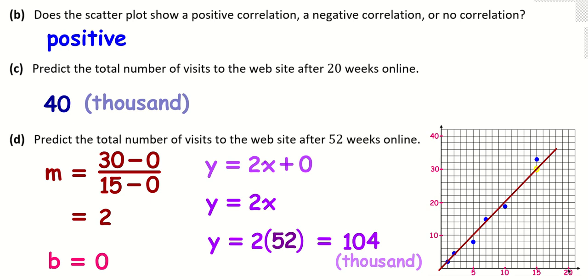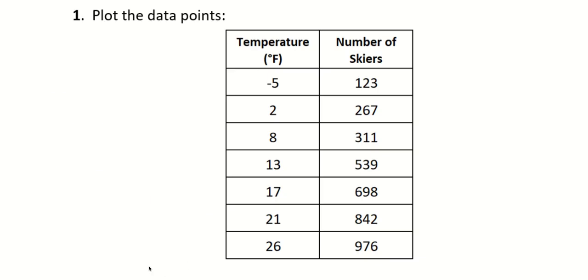when this is able to extend out to the right to 52 weeks, you can get the equation of the line, literally the equation of the line, and plug that in for, in this case, x. So y equals 2 times 52, 104. Technically 104,000 visits. And that's the answer. So this is how we're going to make predictions a lot, using the equation.